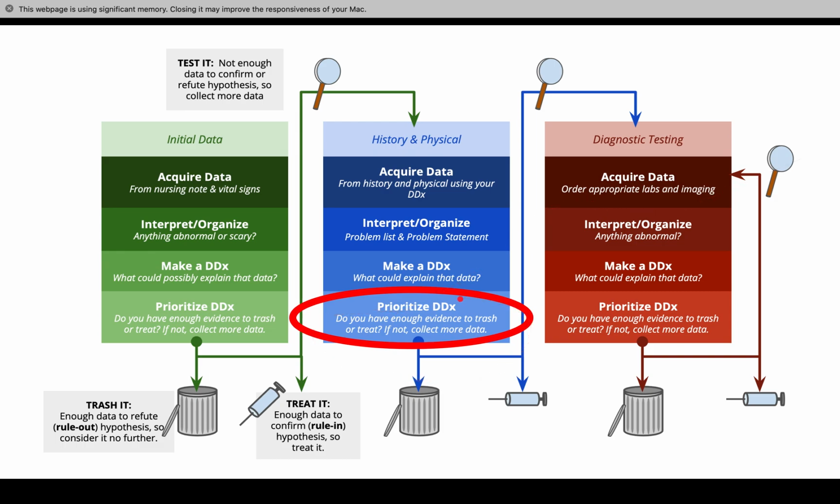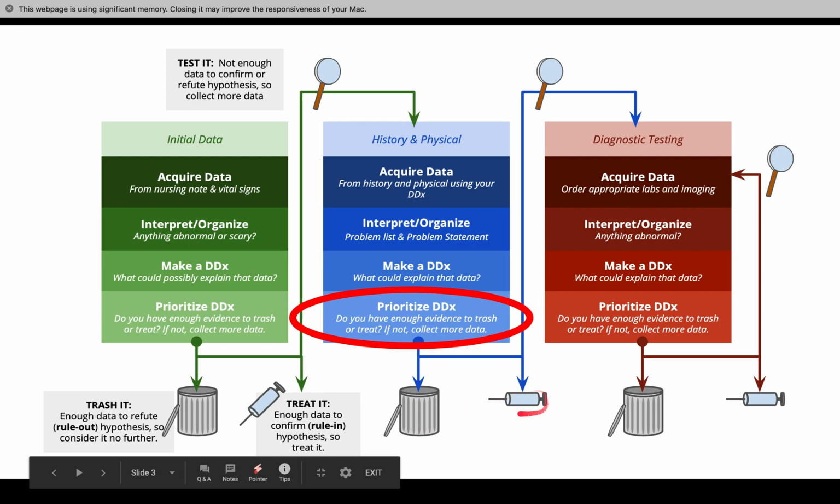Given some information and a test result, you need to now create a new probability about whether you think this, that gives you the information to say whether you want to trash a diagnosis, treat it, or you need more information, you want to test it.